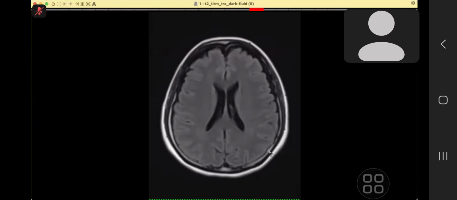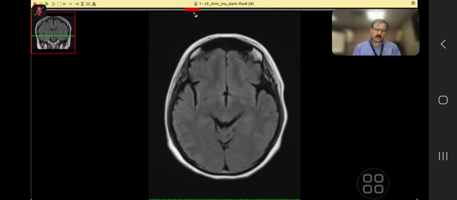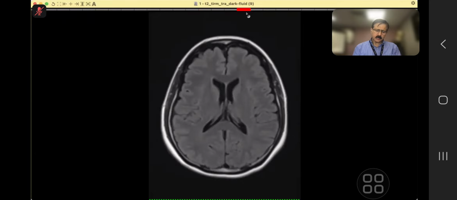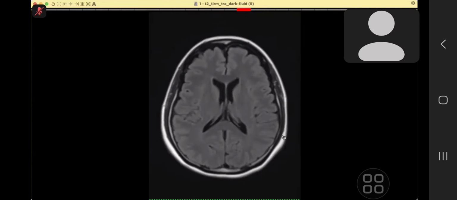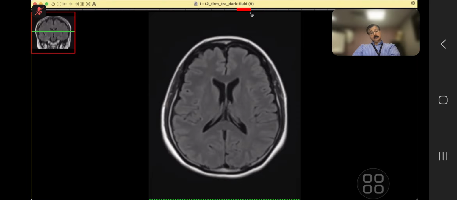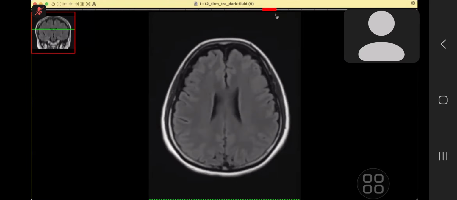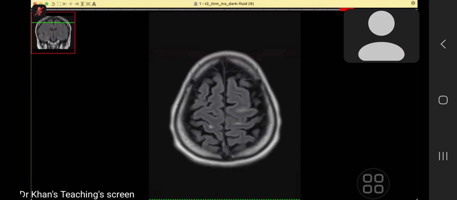I'm suspecting some loss of gray-white matter differentiation at the left parietal lobe, but I would check the window and check DWI and T2 to confirm that. I'm suspecting decreased gray-white matter differentiation at the left parietal area. In my routine practice, I would window the image and check the T2 and DWI for that.